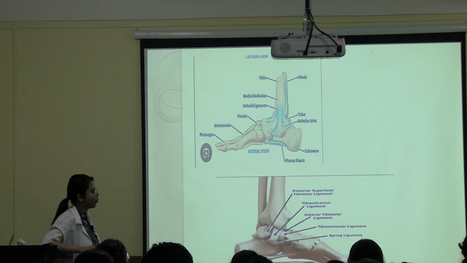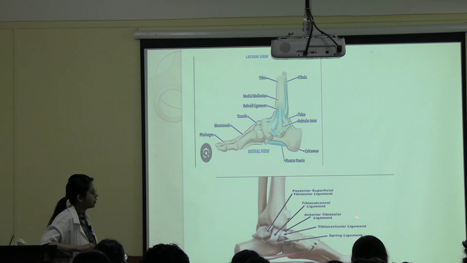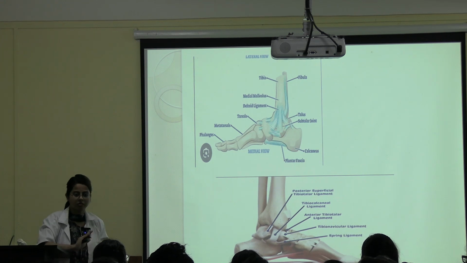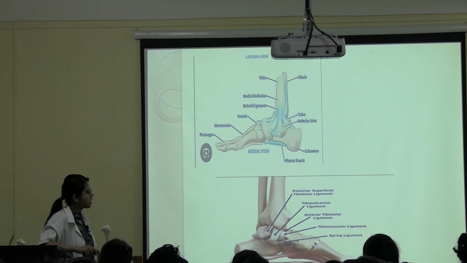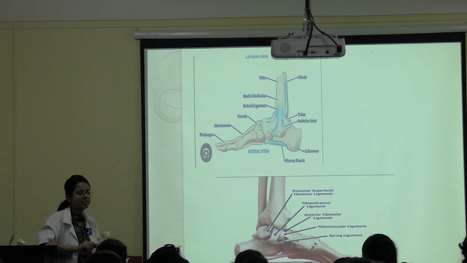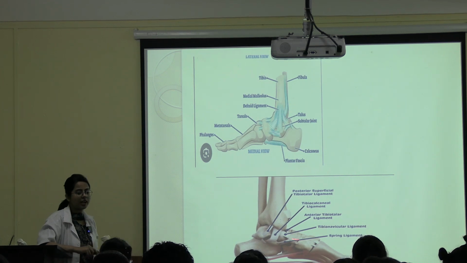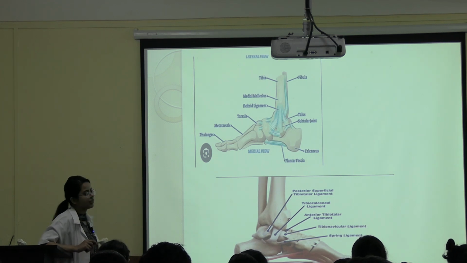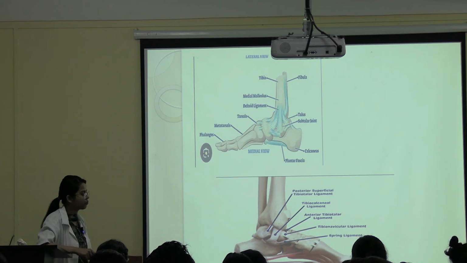Tibio-calcaneal. Calcaneum is a bone of foot again. So tibia to calcaneum. Tibio-navicular, tibia to navicular. It is also a bone of foot. So tibia to 3 bones: calcaneum, talus and navicular. In case of talus, it is having anterior and posterior. So these 4 together will form the deltoid ligament. Clear? This bone you will see in the foot.